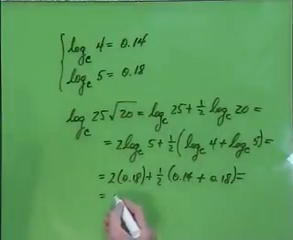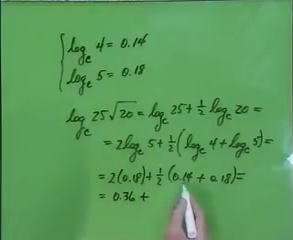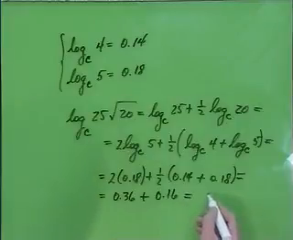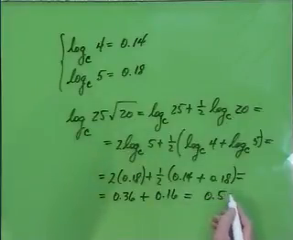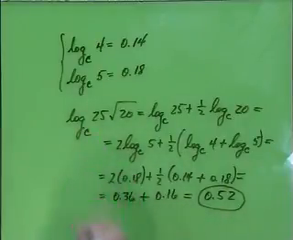This should be, thank you, 0.36 plus, now over here we said that was 0.32. We took half of it as 0.16. Oh, you're absolutely right. Different answer. It's 0.52. Yeah, thank you. Okay, so that's the logarithm of 25 times the square root of 20 using these two given values.